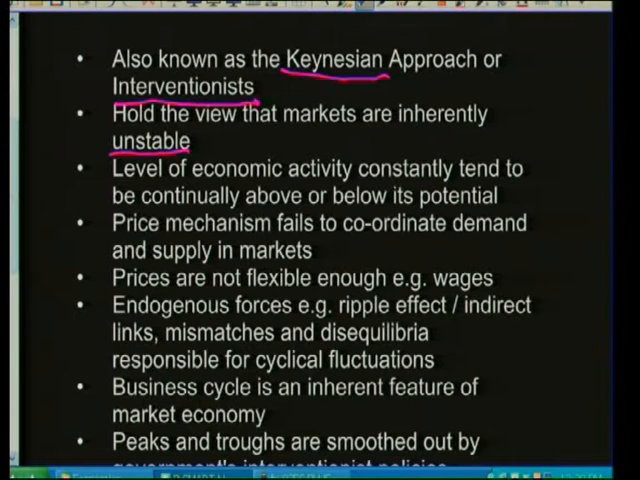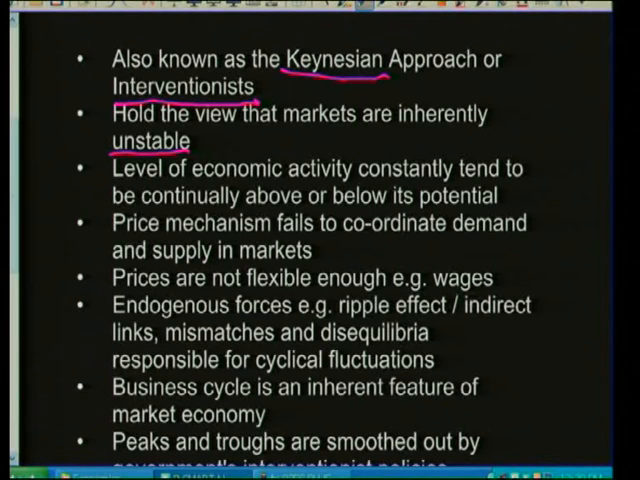Bullet point 3, the level of economic activity constantly tend to be continually above or below its potential. So even though we have an upward trend in the economy, we sometimes perform above the potential and sometimes below the potential. So it is important that there's some form of control over this process to make sure that we at least keep to the trend and that we keep on having an upward trend in the economy. So this is where they talk about the level of economic activity constantly tend to be continually above or below its potential.